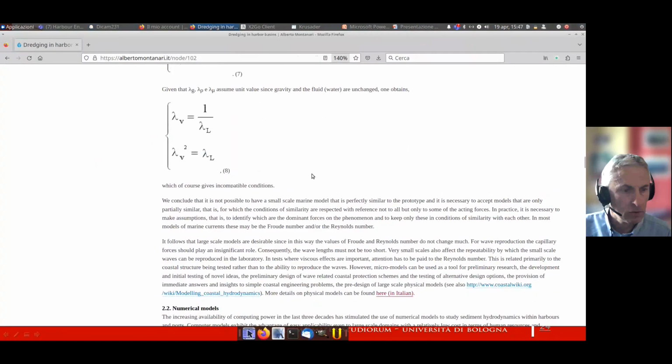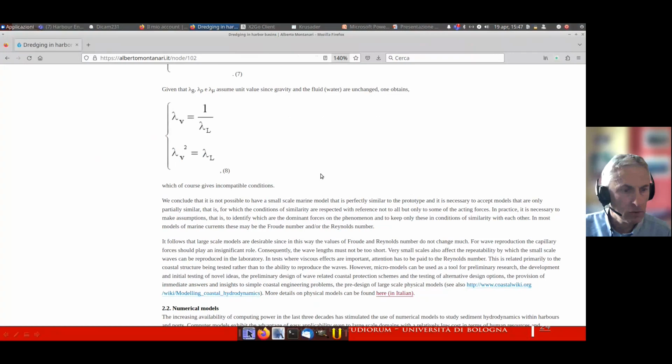And now let me make a quick conclusion. So what did we learn today? We learned that in order to describe siltation in harbor basins, we often refer to small-scale lab models. Small-scale lab models are smaller representations of reality. Once we reduce scales, we have to make sure that the relevant physical quantities affecting the process are properly reproduced.